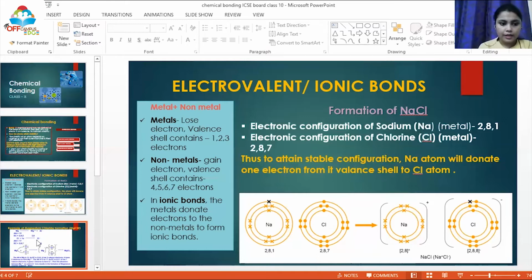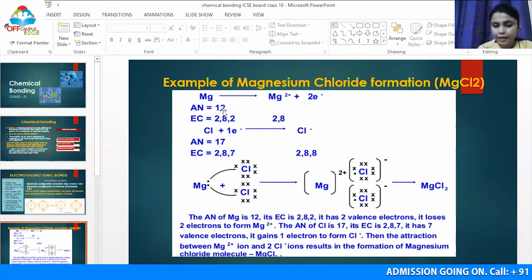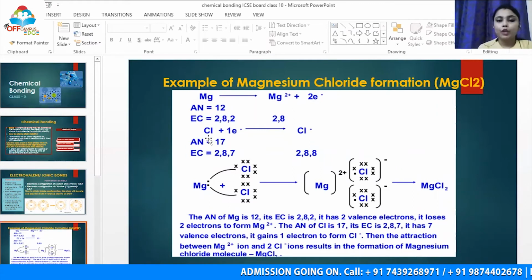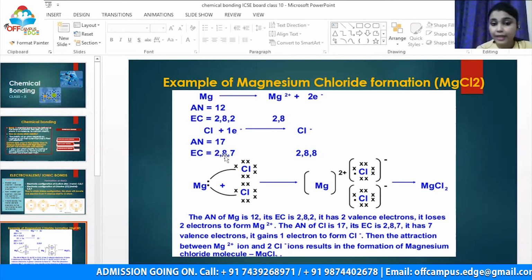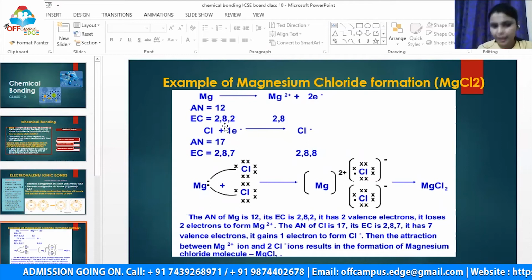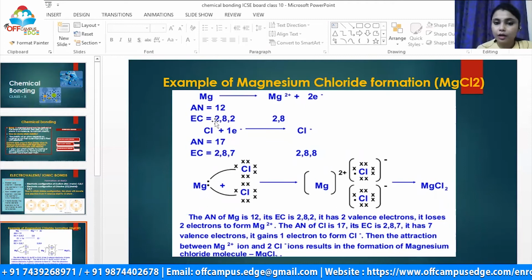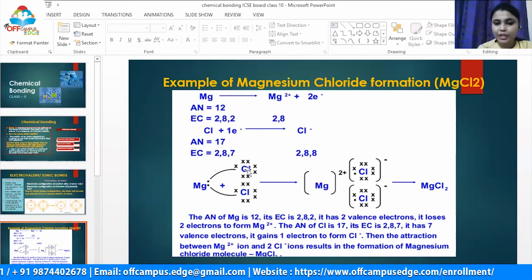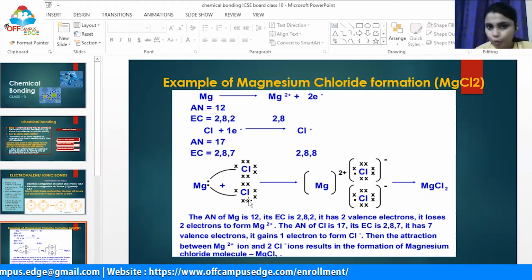Similar examples can be seen in magnesium chloride formation. Magnesium has atomic number 12, its electronic configuration is 2, 8, 2, and chlorine's atomic number is 17 and its electronic configuration is 2, 8, 7. So it's very much evident that magnesium will be donating 2 of its electrons to the chlorine atoms. MgCl2 has 2 chlorine atoms.